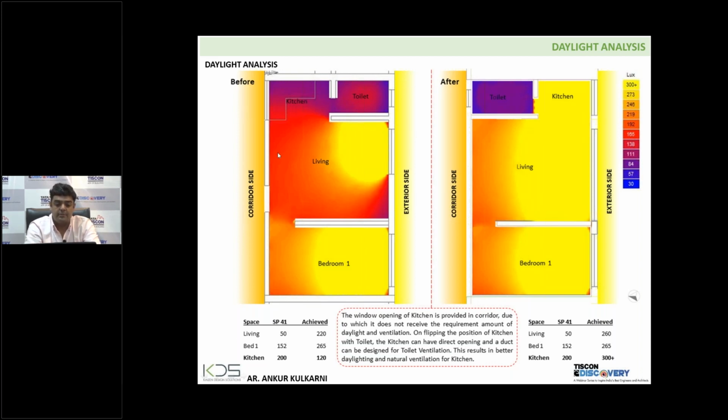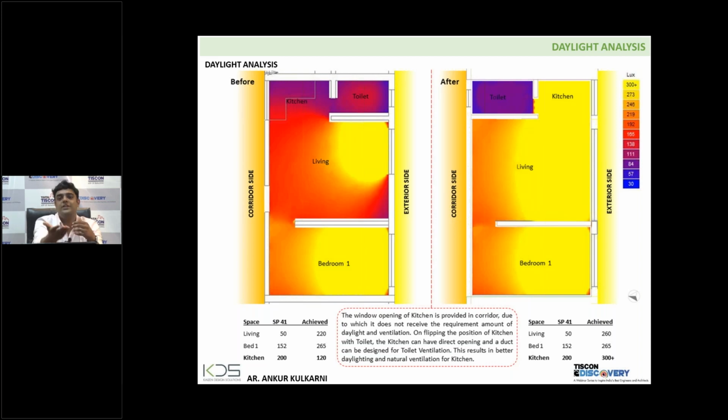So if you see the first image, this is my corridor side on my left, and this is my exterior side. Toilets were facing exterior and kitchens were facing the corridor side. Because of this, the kitchen doesn't receive a good amount and quality of light and ventilation, which was a basic necessity. On the contrary, there was a misconception that nobody will maintain toilets properly, so hygiene issues and odors and other issues will be there.